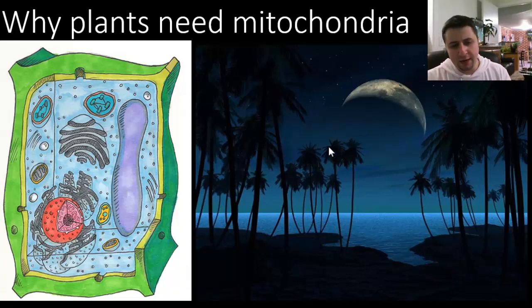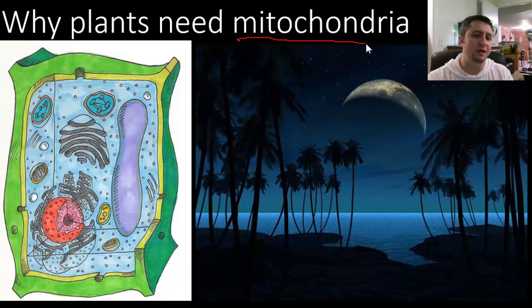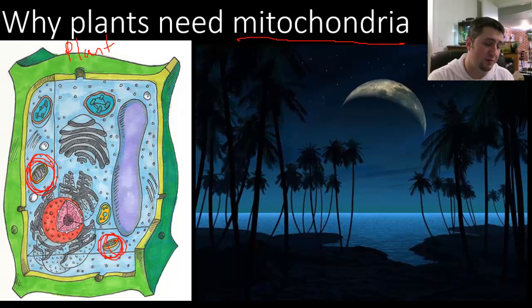Okay, so you guys may be thinking, well, if plants can make their own food, why on earth do they need mitochondria? Once again, here's a picture of a plant cell, and I'm going to go ahead and circle the mitochondria. This thing right here is a mitochondria. That is the site of cellular respiration. That's where we break down food and produce usable energy called ATP.